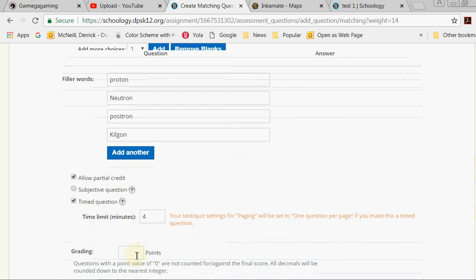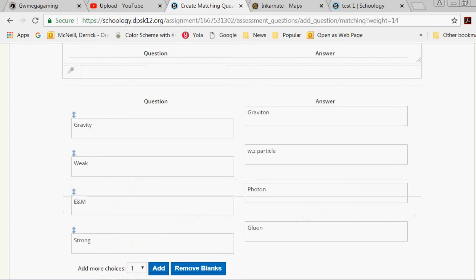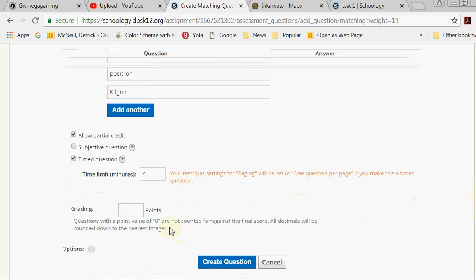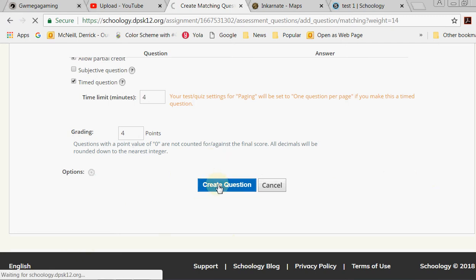And then grading. Now, this is a difficult one because depending on how you've given points on your other questions, you may not want to give it something like 4 points. You may want to give it something like 2 points. And once you've done that, hit create question.